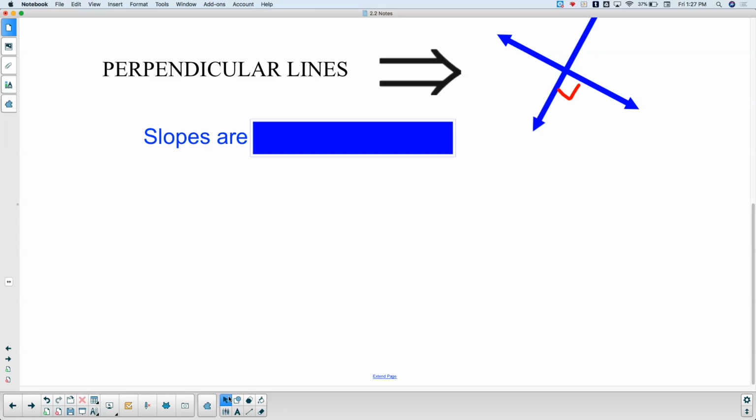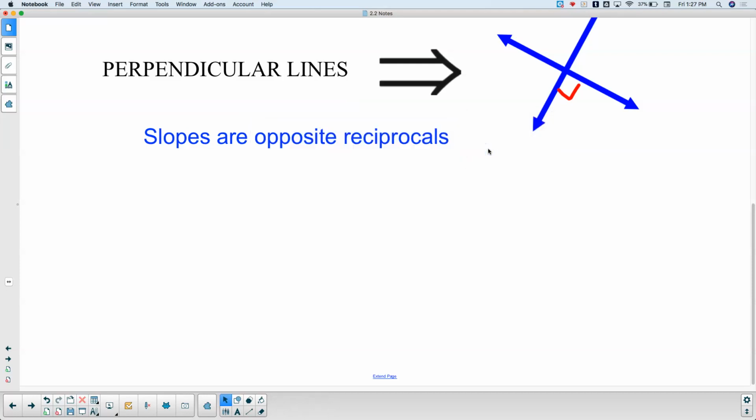So are they both? We have to put both of those together. Are they just reciprocals? Are they just opposites? Are they opposite reciprocals? Or are they something else? What do we think? Perpendicular lines. Just look at it. One's positive and one's negative. So that's the opposite part, right? So for sure they're opposite. Are they reciprocals too? Yay or nay? Yeah. It's got to be both. They are both opposite and reciprocal.